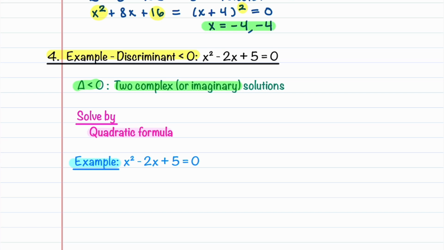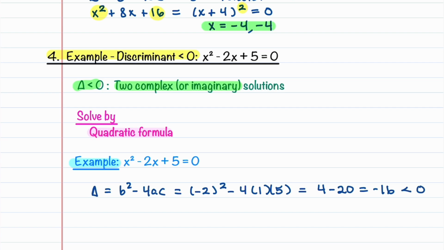We'll start by calculating the discriminant. Delta is equal to b squared minus 4ac is equal to minus 2 quantity squared minus 4 times a, which is 1, and then our c is 5. And this gives us a 4 minus 20, which is minus 16, and it's less than 0. So we know we need to use the quadratic formula, and we're going to get complex solutions.